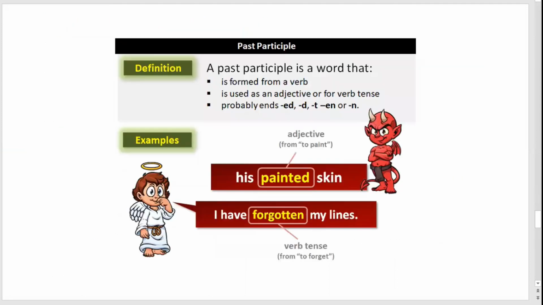Now what is a past participle? Already we have discussed it; here are some more examples. A past participle is a word formed from a verb; we get ed, d, en or n. Here, painted skin. We are describing this skin. What kind of skin? Painted skin. It is the third form of the verb, that is the past participle. Similarly here, I have forgotten my lines. Forget, forgot, forgotten: the third form of the verb, the past participle. It is acting like an adjective, and so it is a past participle here.